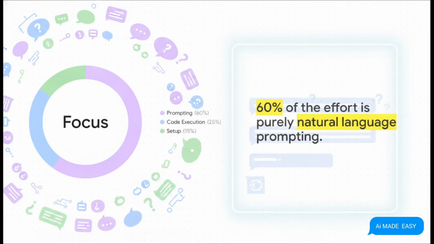As we wrap up the technical walkthrough, I really want you to consider the effort breakdown here. Today, only about 15% of the work is set up, and maybe 25% is actually executing those code cells. A massive 60% of the effort is purely natural language prompting. The core takeaway? The barrier to entry has completely evaporated. The vast majority of the effort in modern AI building is simply communicating your intent clearly in plain English.